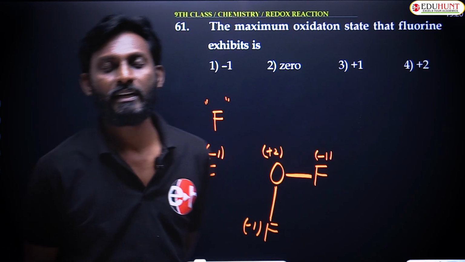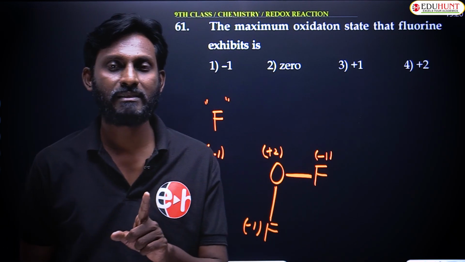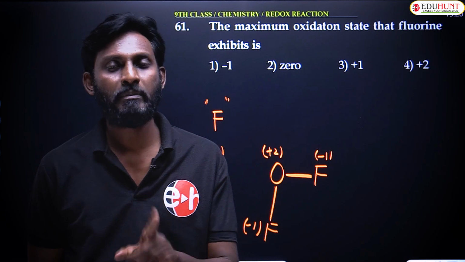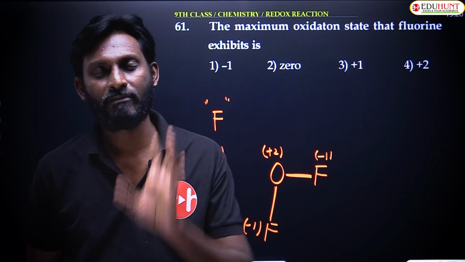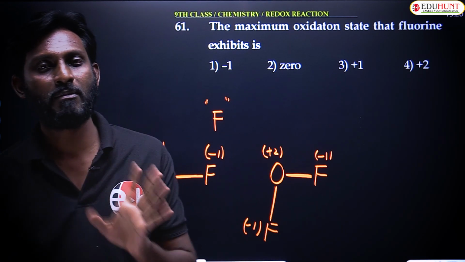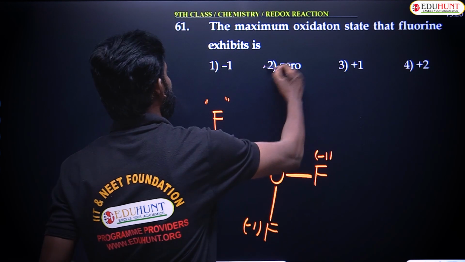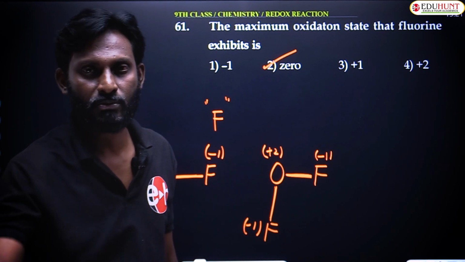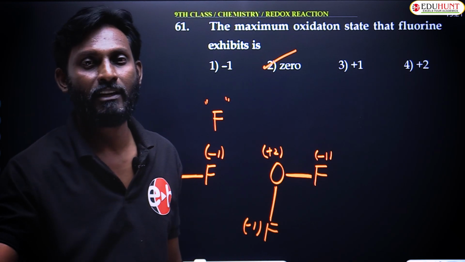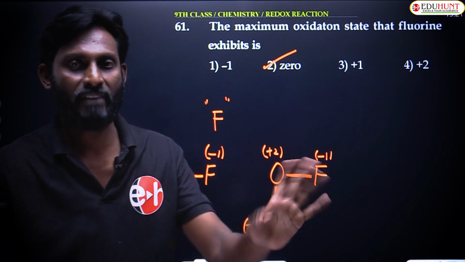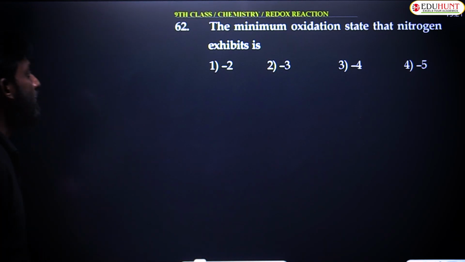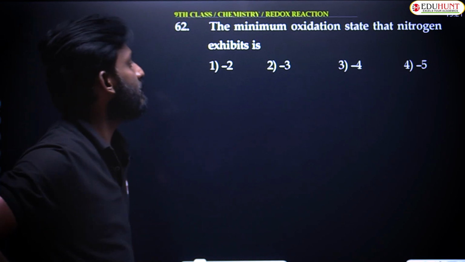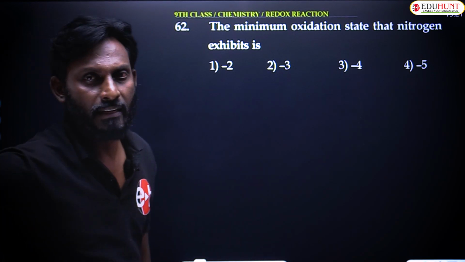What is important here is that the maximum oxidation state for fluorine is found in elemental form, that is the 0 state. That means you can't find fluorine in a positive state, like +1 or +2. You can't find it like that. Yes. The minimum oxidation state that nitrogen exhibits is -3.